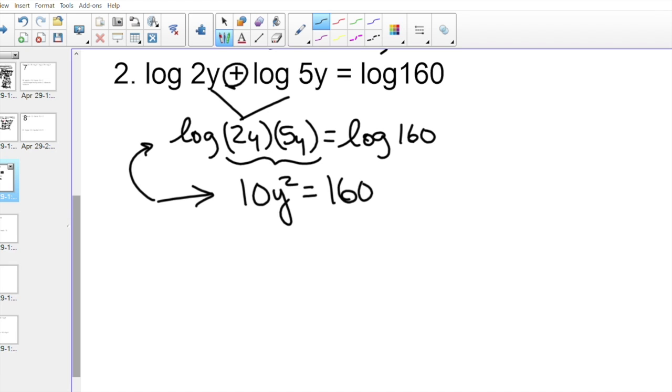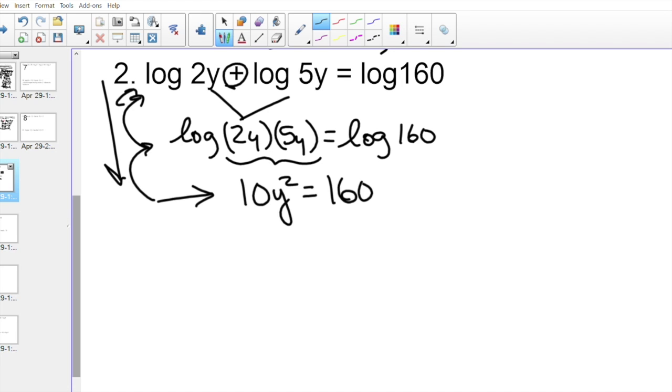You would put log on both sides, and then you would put log of the first number plus the log of the second number to continue on. But we're going in this direction, where we write the product and then we drop the logs. Well, now this is an equation that we have to solve.